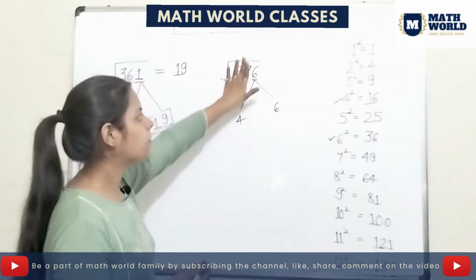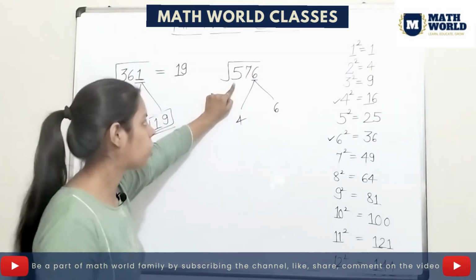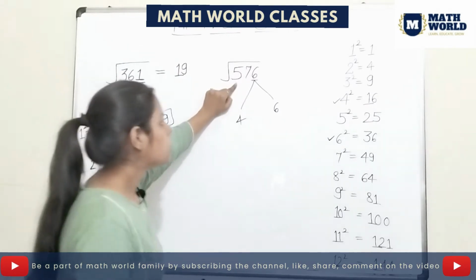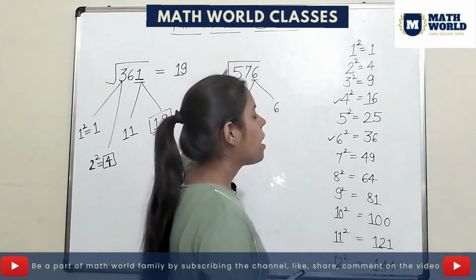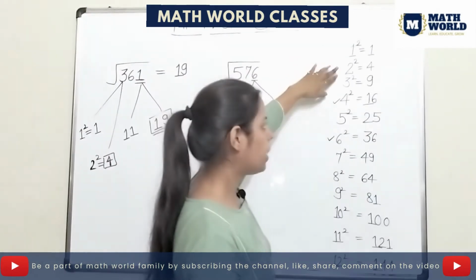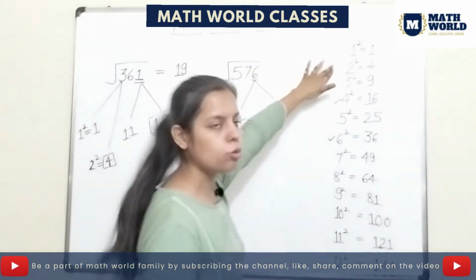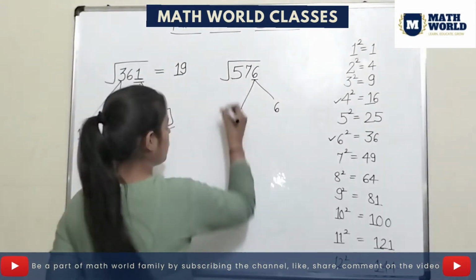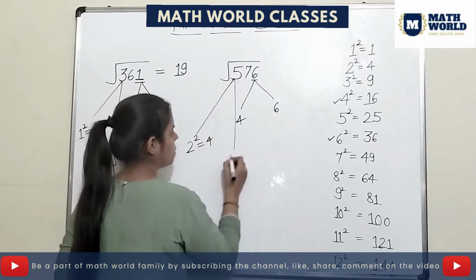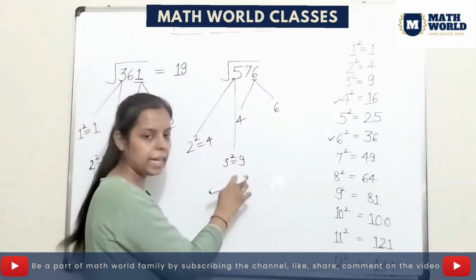Next step is to leave the number in between and go directly to the hundredth place. The very first digit of our number is 5. So now we have to find out between which numbers' squares 5 lies. So we got 5 lies between the squares of 2 and 3, because 2 square is 4 and 3 square is 9. So 5 lies between 4 and 9.